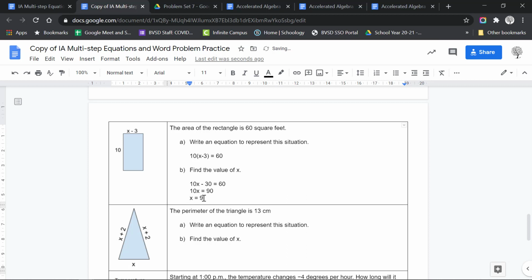And let me just make sure that works. So if I do 9 minus 3, that's 6. And 6 times 10 is 60. So that works. So I'm even going to write 9 feet.